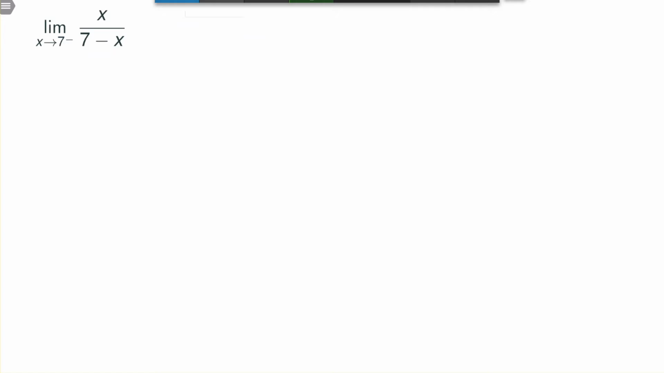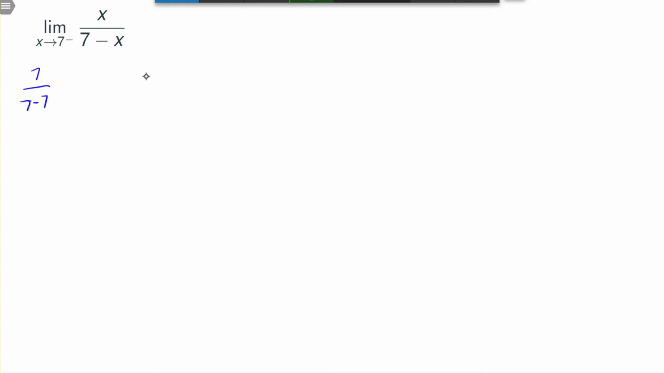Evaluate the limit as x approaches 7 from the left side of the function x over 7 minus x. So here, if we try to plug 7 in, we get 7 over 7 minus 7, which is 0, undefined in the denominator. But the numerator is not 0. So in that case, we're not trying to do factoring or multiply by the conjugate. We have to do some more analysis.